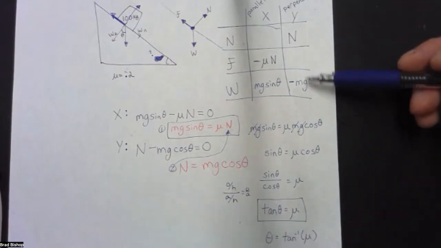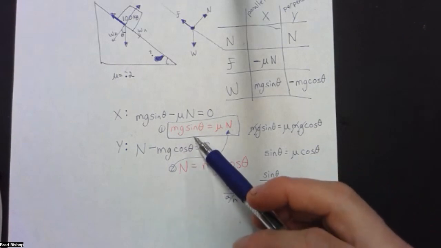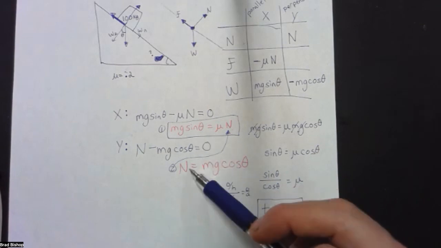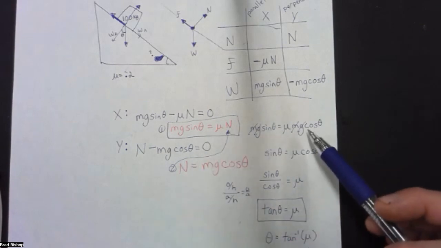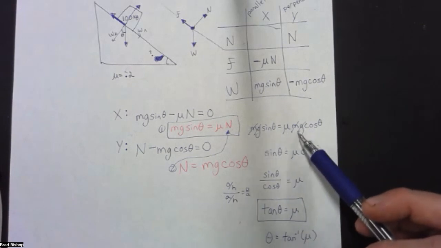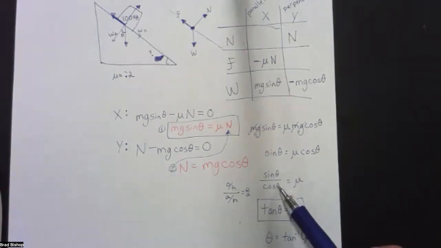And then for the y, same thing, normal minus mg cosine theta. We then had two equations that we did a little bit of algebra to, and we combined those together to get this expression. The weights end up actually canceling out. Solving for the angle ends up giving us tangent of theta equals mu.